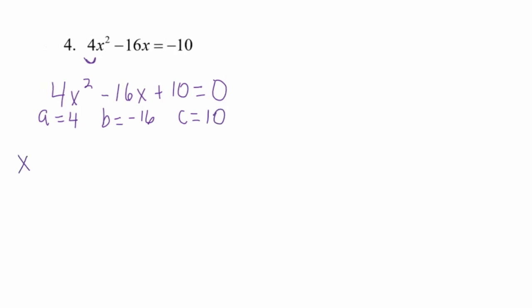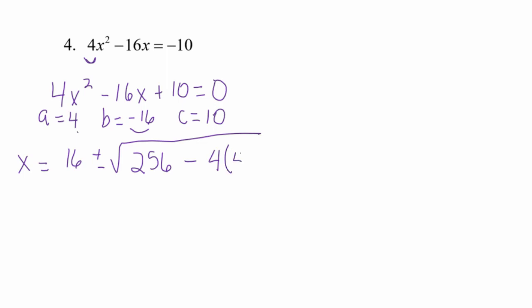So x equals, the opposite of b will be a positive 16 plus or minus big square root 16 squared, which is 256, minus 4 times AC. A times C is 40. 4 times 10, 40. All over 2 times A. 2 times A is 8, so this is an 8.